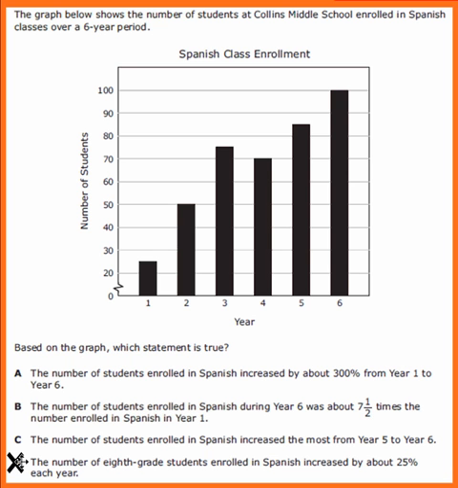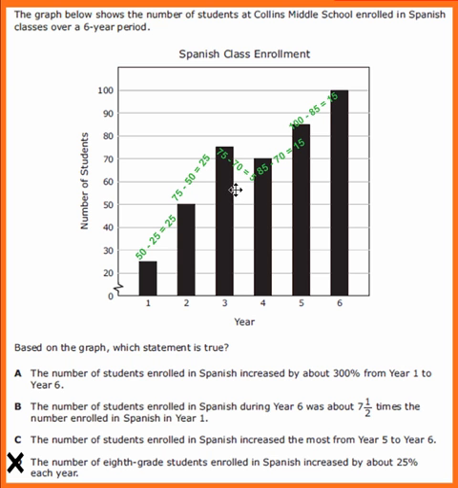If I look at C, it might be the next easiest one to check. It says the number of students enrolled in Spanish increased the most from year 5 to 6. To see if it did increase the most, I need to look at the difference between each set of bars. I've already done that, and I'm just pulling it over here to the screen for us. Between the first 2 years, there was a 25 difference. Between the next 2 years, there was a 25 difference.